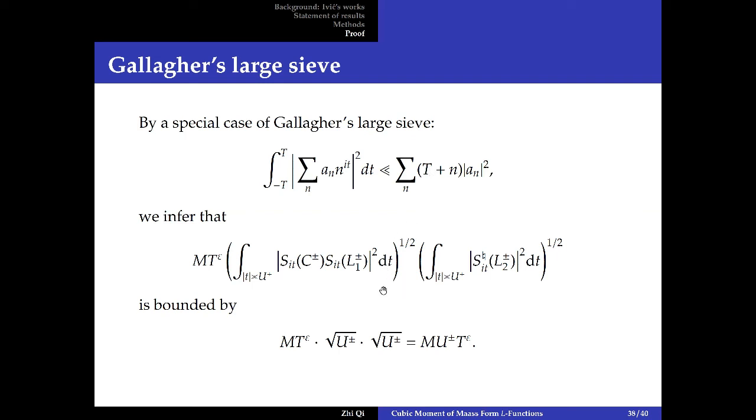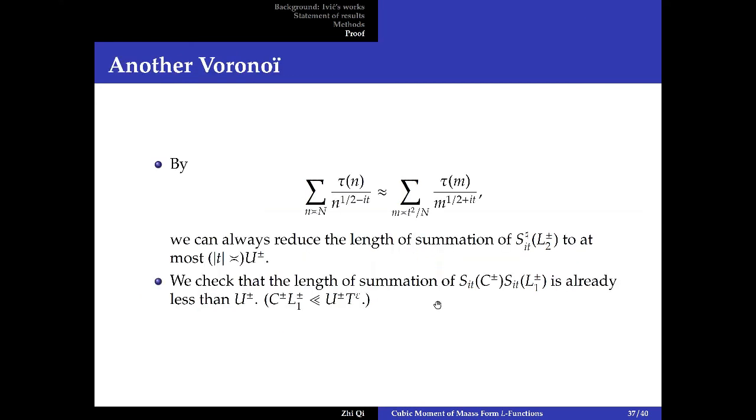And you can always use the second Voronoi to reduce the length of summation to be smaller than the length of integral, right? And now we apply this Gallagher's large sieve, then this is bounded by the square root of u, and square root of u is bounded by the length of integral. All right. And then you can write it as this m times u. This is what you get after everything.